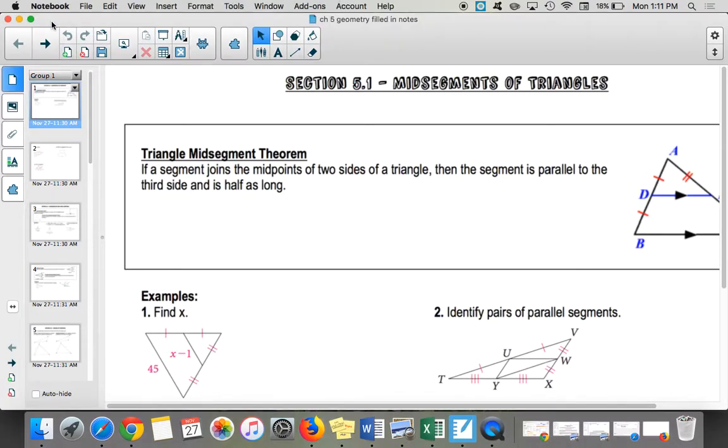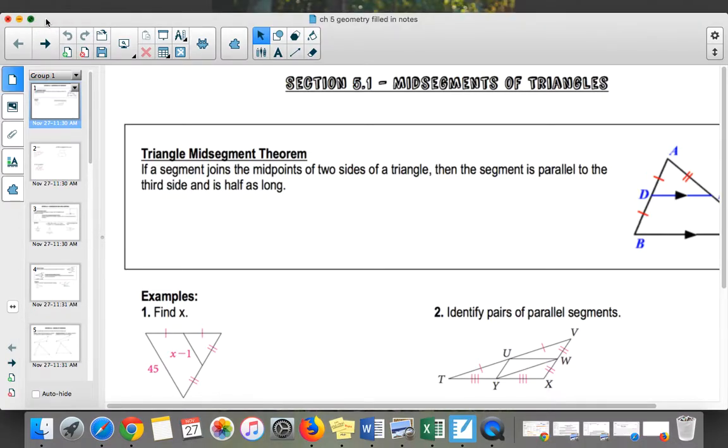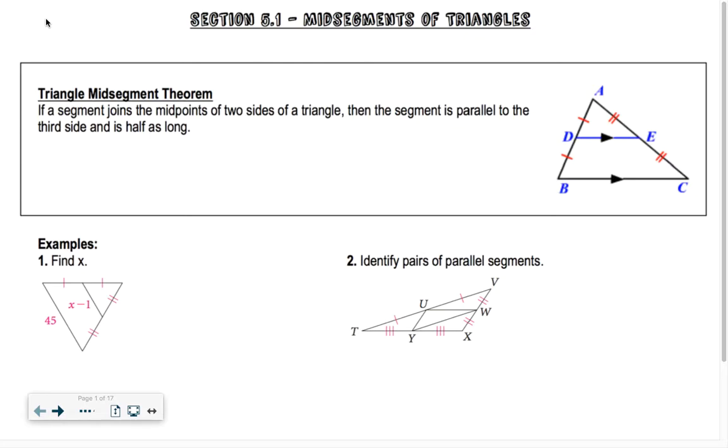Number 1 is on midsegments of a triangle. So a midsegment is a special segment in a triangle, and it connects two midpoints. It says if a segment joins the midpoints of two sides of a triangle, then the segment is parallel to the third side, and it ends up being half as long.